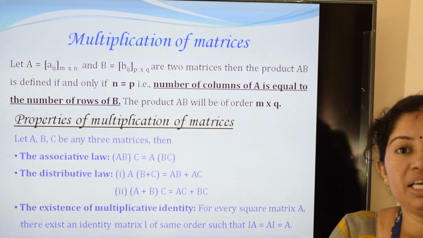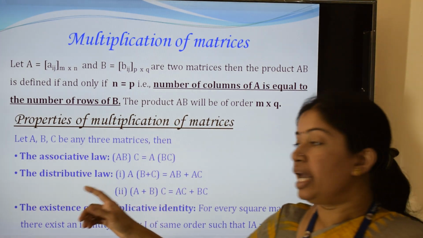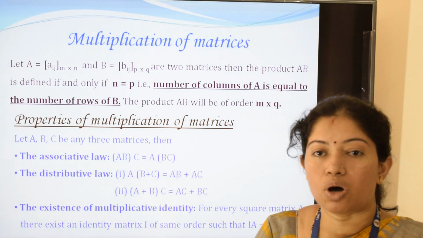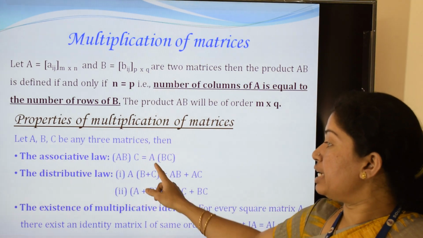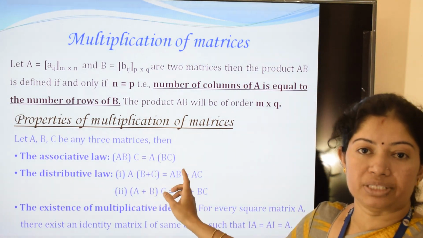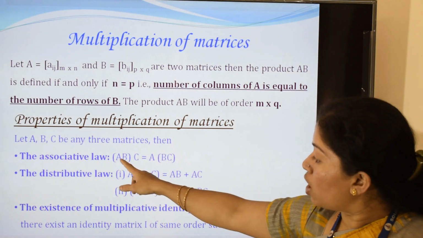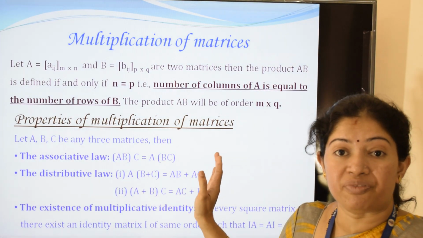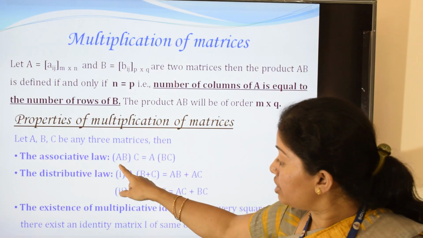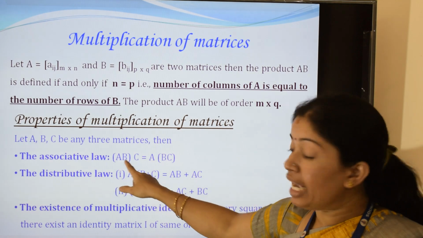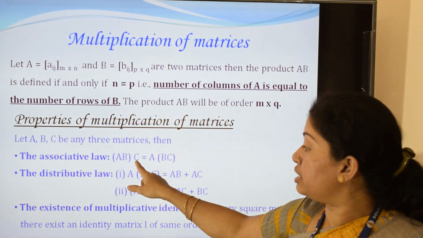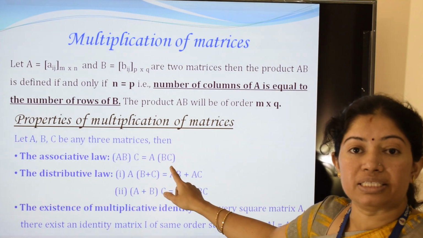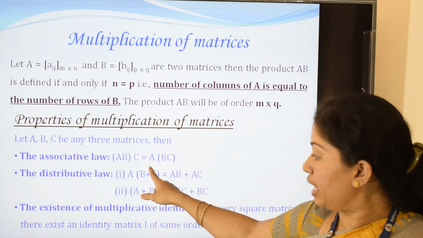If we take three matrices A, B and C, then the first law is the associative law: (AB)C is equal to A(BC). Here you can see the order in which we have written these letters is the same. We have not changed it. Only in the first case we multiplied AB first, then multiplied with C, whereas in the second case we multiplied BC first, then multiplied with A.